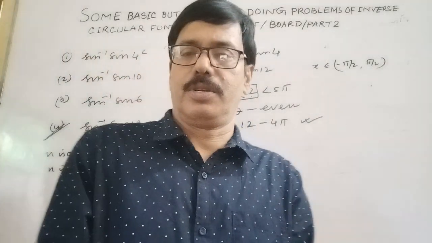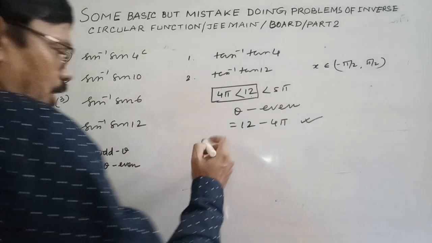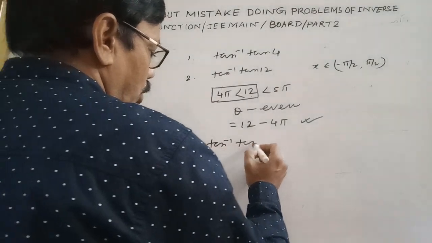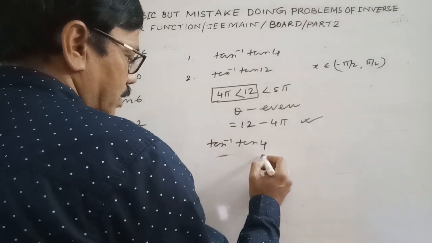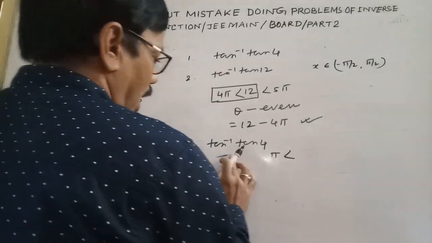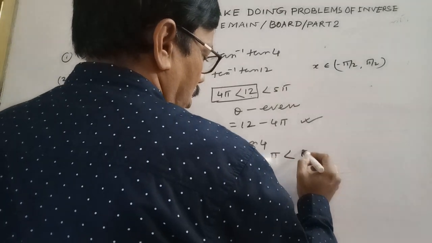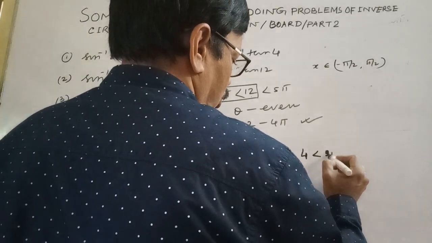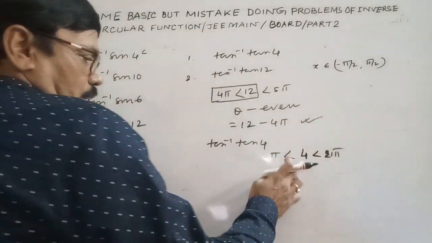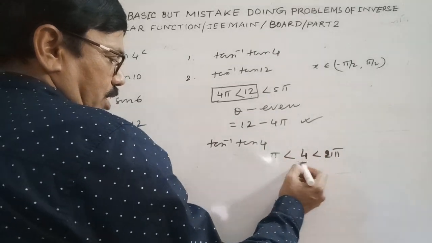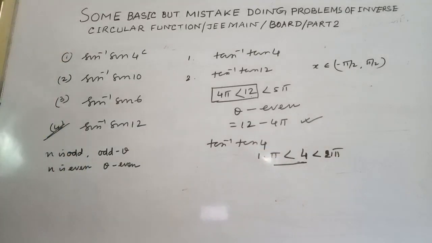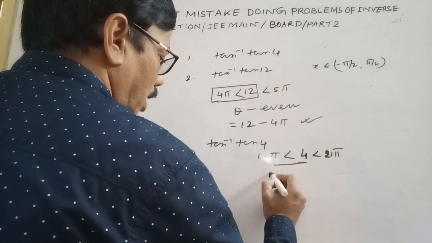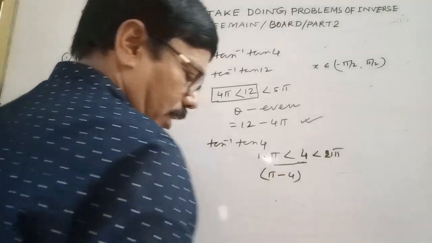So the same procedure as that of sine. So tan inverse tan 4 equals to. So 4 lies between pi, 3.14, and 2 pi. So this is 6 point something. So this difference is small. So pi is a multiple of 1. This is odd. So if it is odd, the answer is pi minus 4. Pi minus 4.